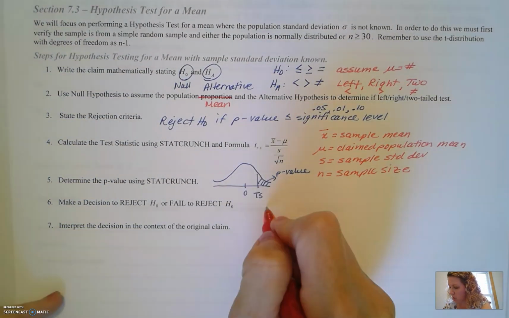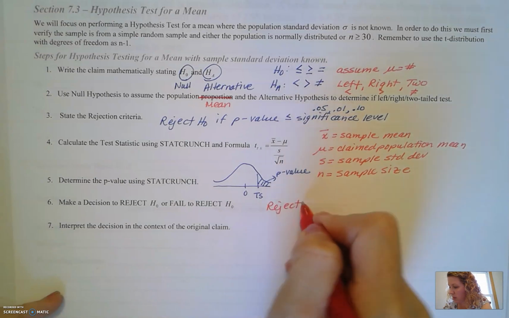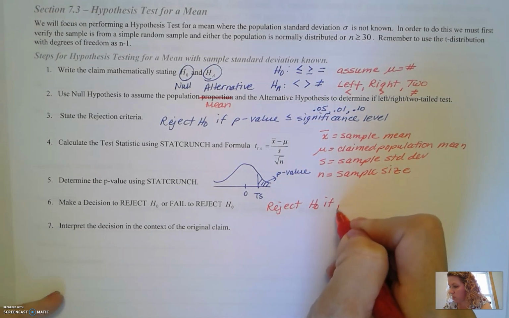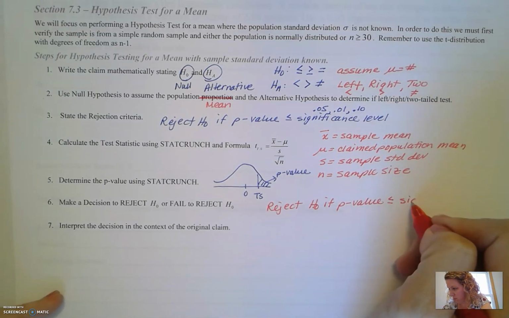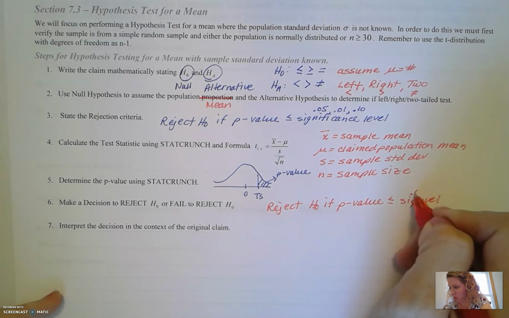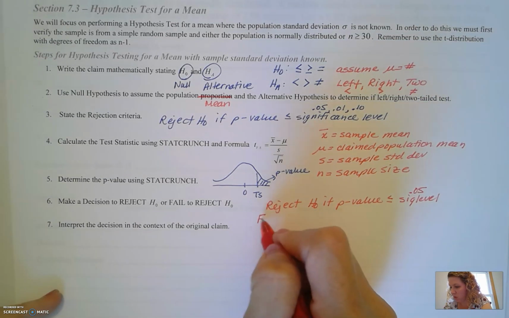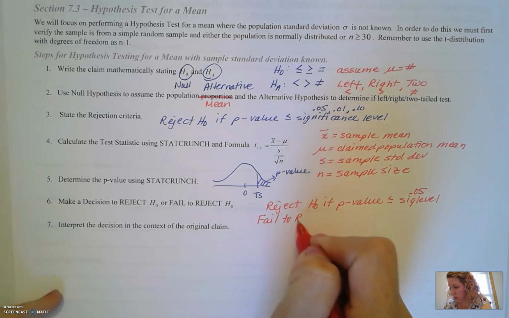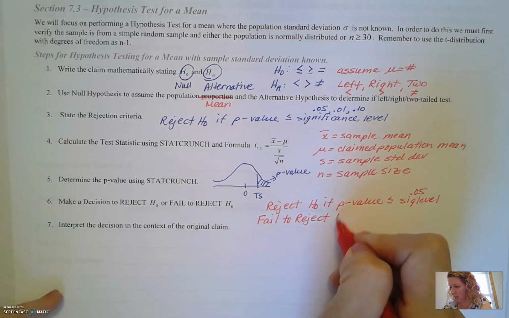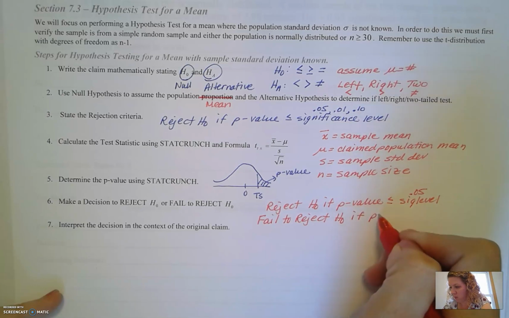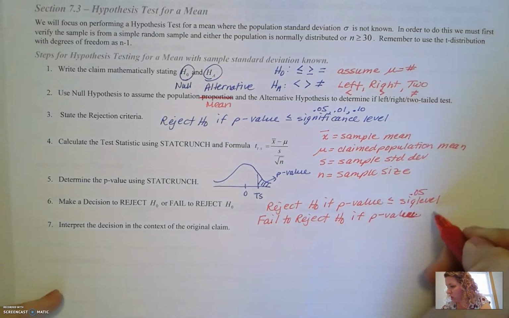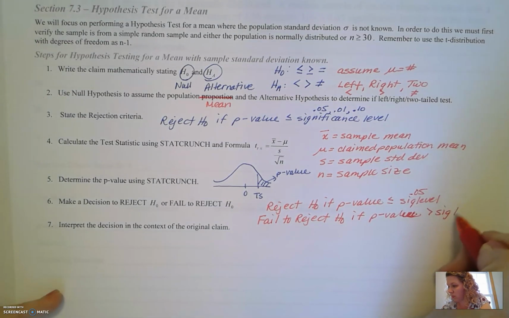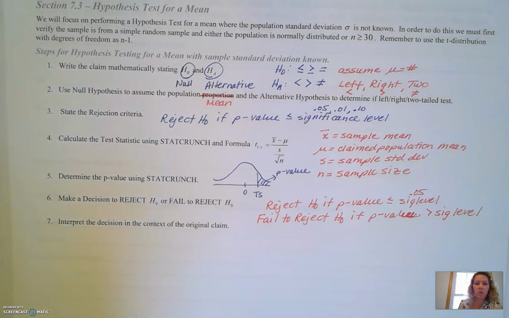Remember, we reject the null hypothesis if the p-value is less than or equal to the significance level. In this case, we'll choose 0.05. Then we would fail to reject the null hypothesis H sub 0 if our p-value is greater than our significance level. So remember, we reject or fail to reject the null hypothesis.